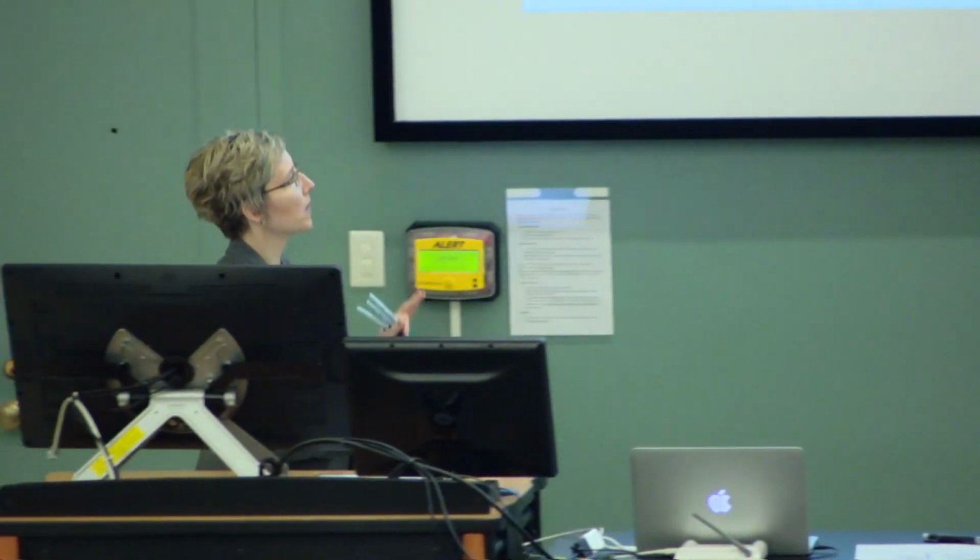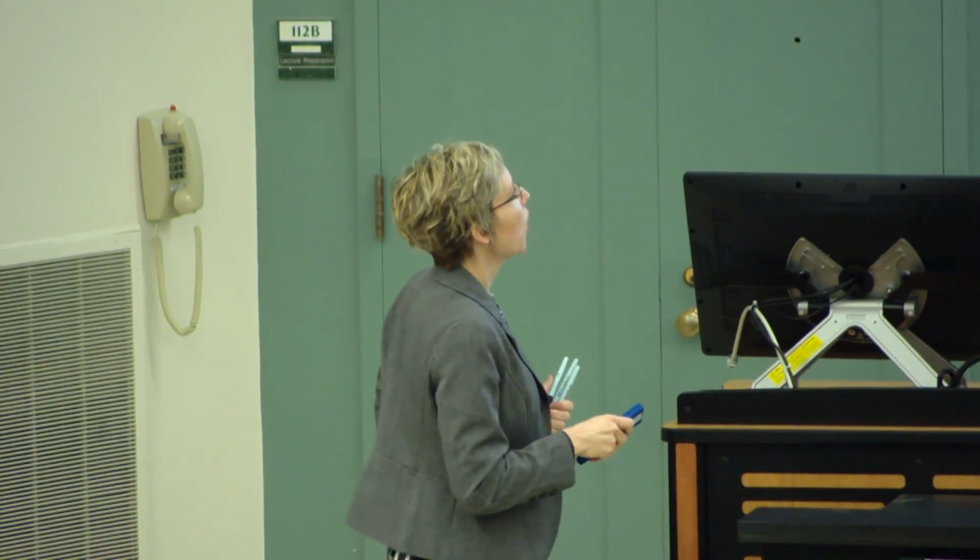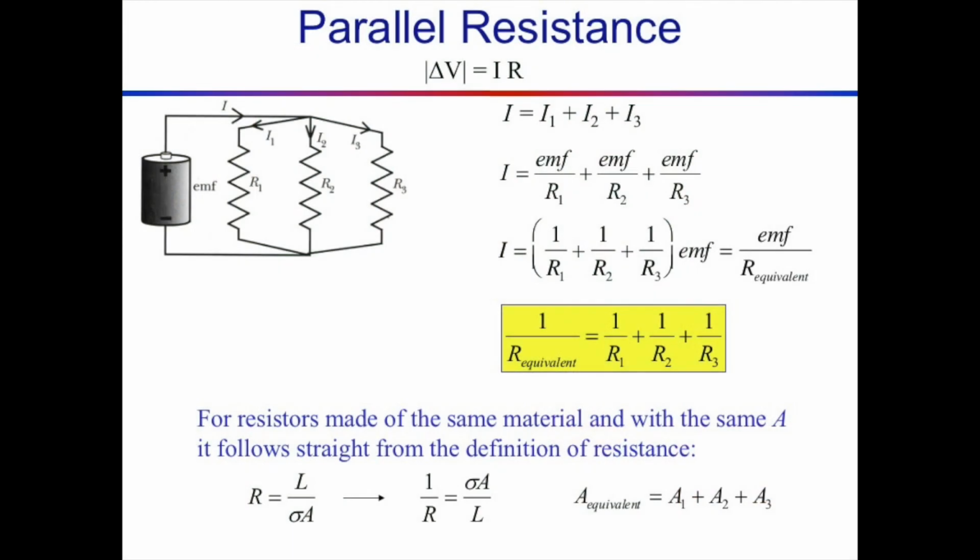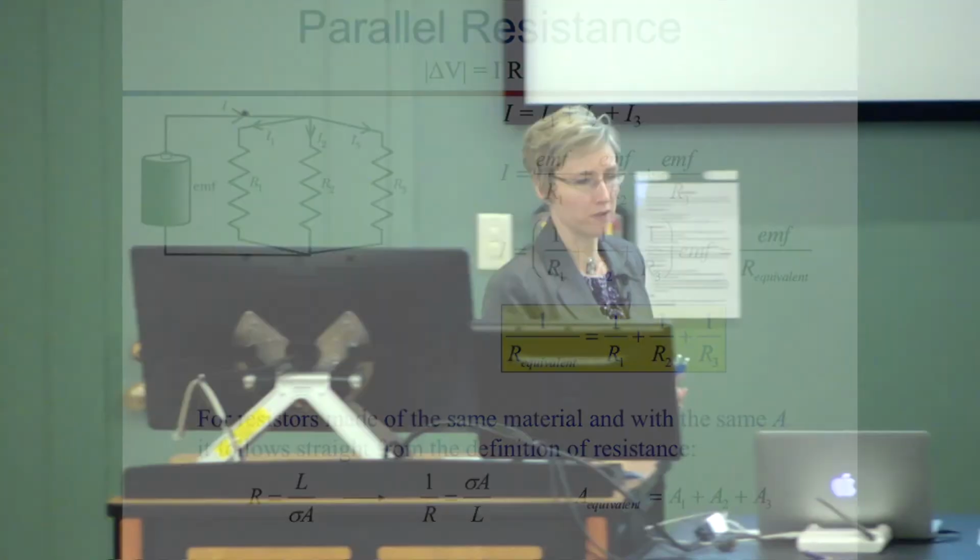But the thing that you need to know, okay, so I hope it makes sense if you think about it intuitively from that sense, but the thing that you need to know in order to solve circuits is that 1 over the equivalent resistance is 1 over R1 plus 1 over R2 plus 1 over R3. Do you have any questions about that?